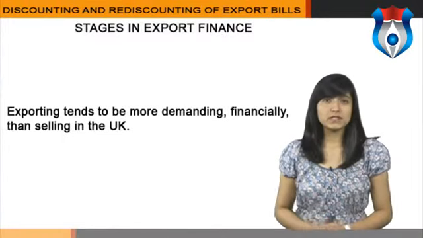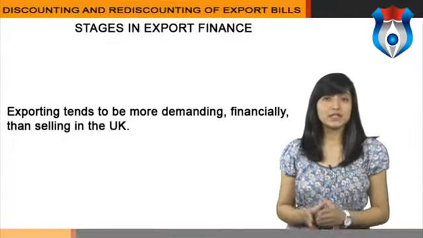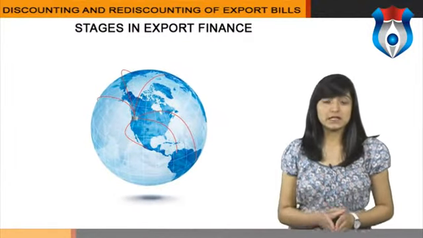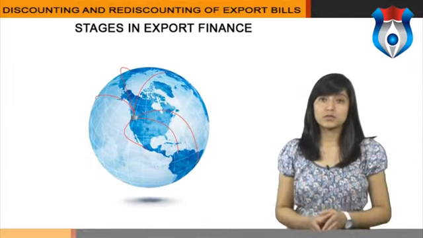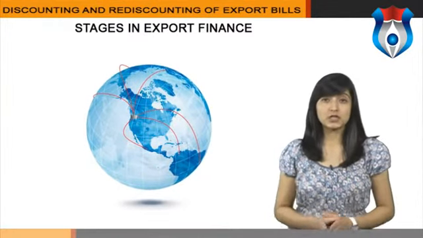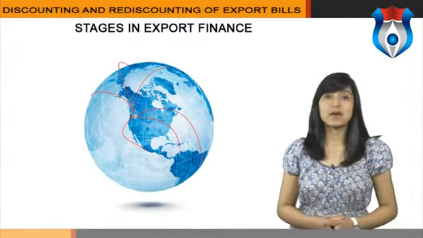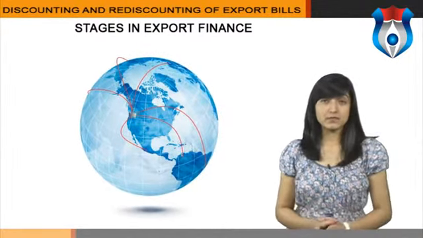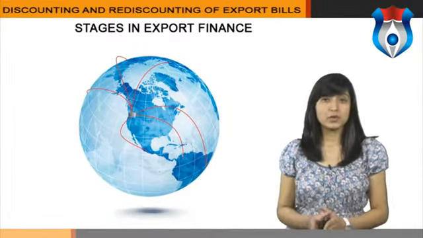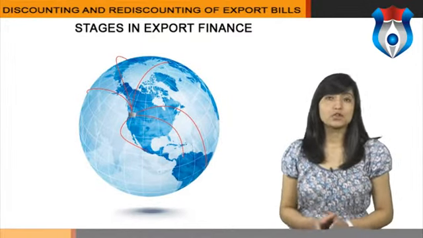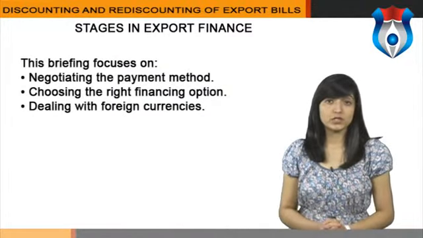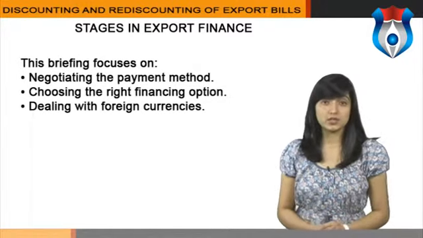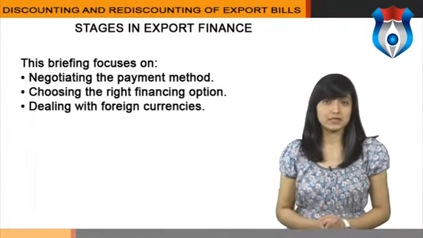Exporting tends to be more demanding financially than selling in the UK. Consignments are usually larger, lead times are longer, and the risks are more difficult to control. Negotiating the terms of an export sale is a matter of balancing the risks and the cost to the customer. At the same time, we need to take into account the problems of handling payment in foreign currencies. This briefing focuses on negotiating the payment method, choosing the right financing option, and dealing with foreign currencies.